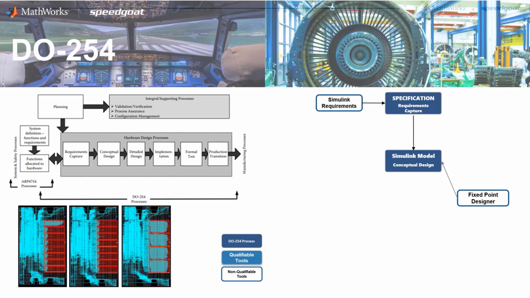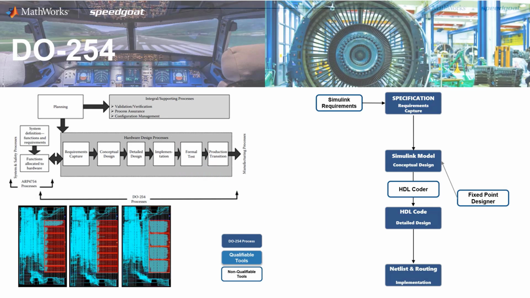Then the detailed design will be, in our case, the HDL code. VHDL and Verilog code can be automatically generated using HDL Coder. Then the implementation part, meaning all the way to the bitstream and netlist, will be done by third-party tools, very often FPGA vendors. Now, for the second part of the V cycle, as introduced, this will take place across all the different design stages.